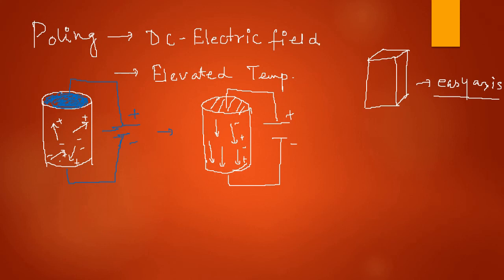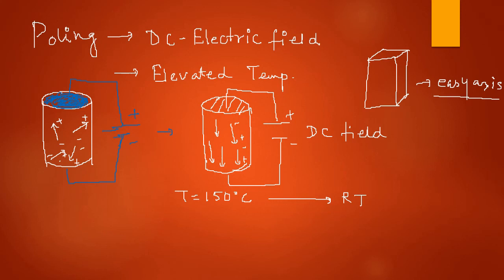So now if you are doing this at a certain temperature, let's say 150 degrees Celsius, you elevated the temperature, and you are applying the DC field for a sufficiently long time to let them align. Then what you do is gradually decrease the temperature. So now you come to room temperature keeping this field on.